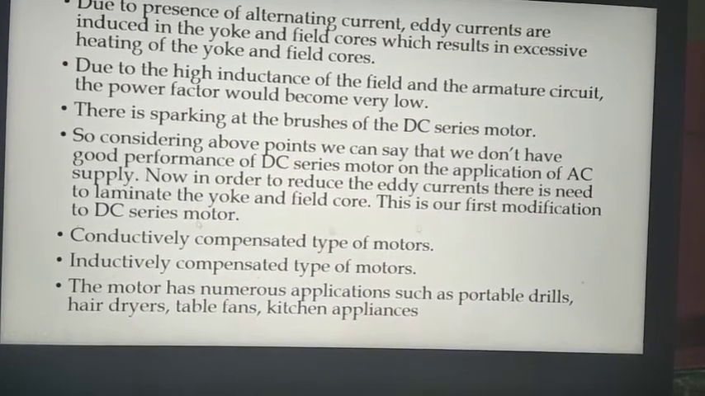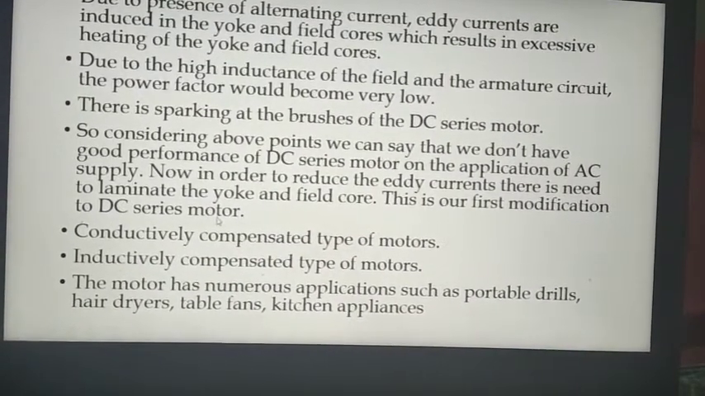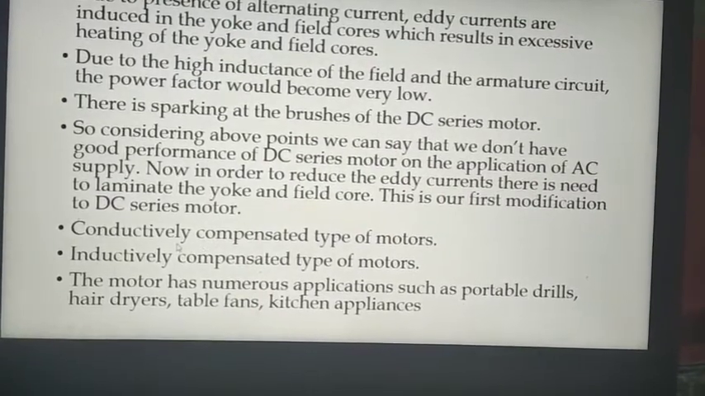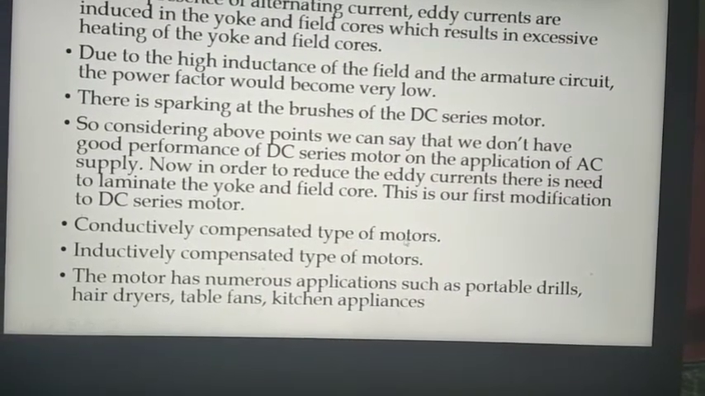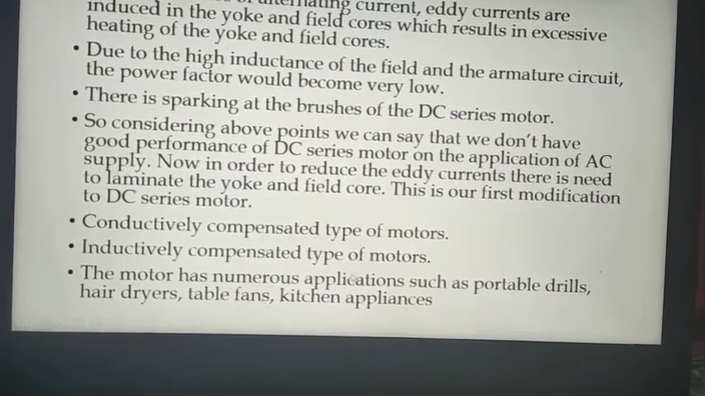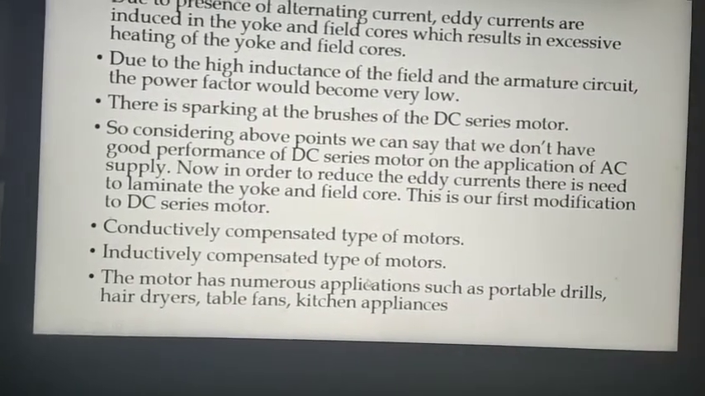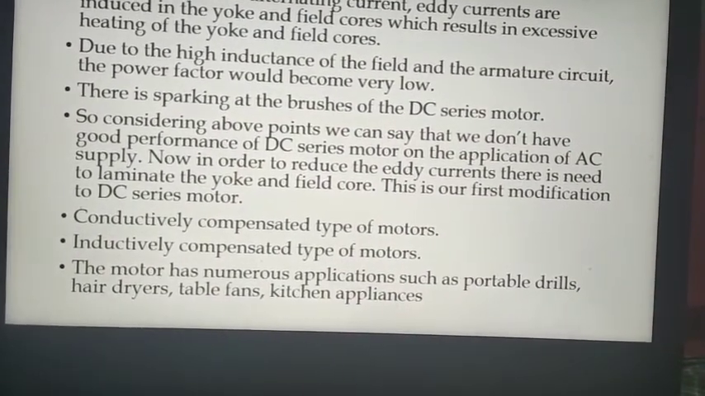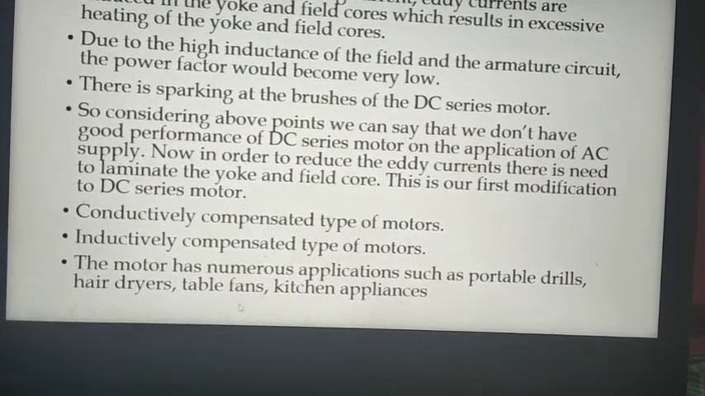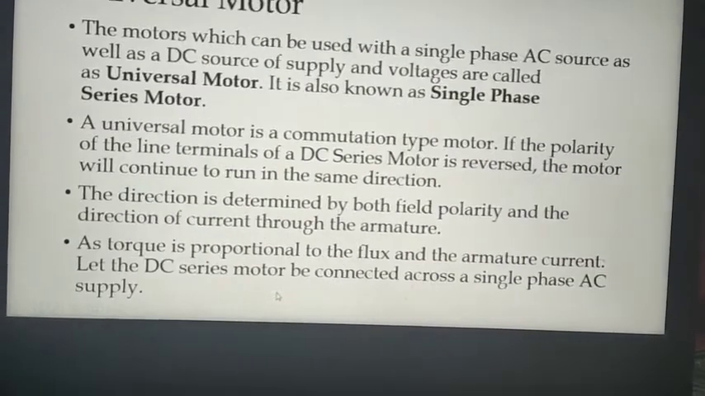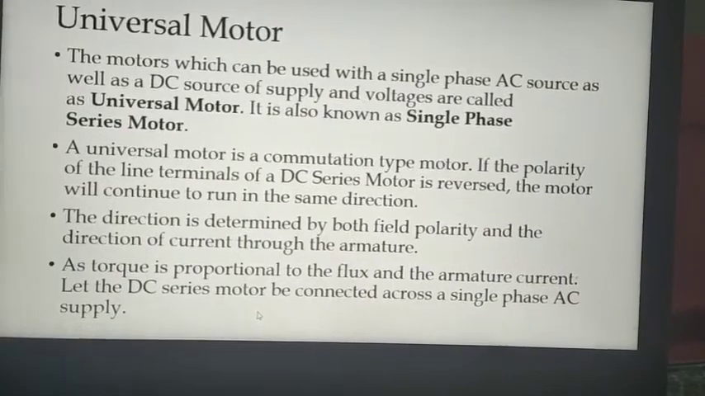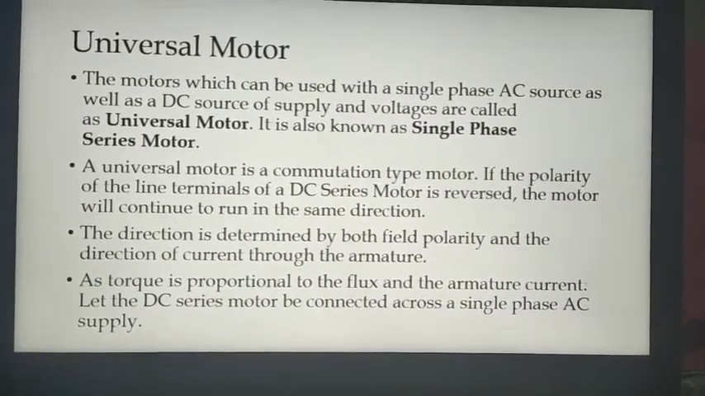This is our first modification to the DC series motor. It has two types: one is the conductively compensated type motor and the other is the inductively compensated type motor. The motor has numerous applications such as portable drills, hair dryers, table fans, and kitchen applications. For these places we use the AC series motors.